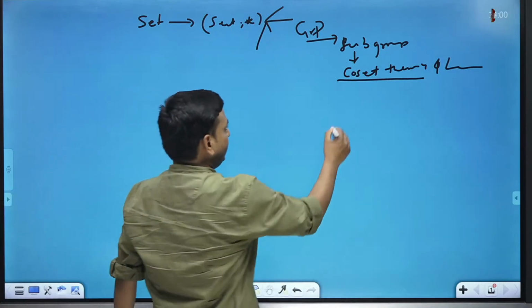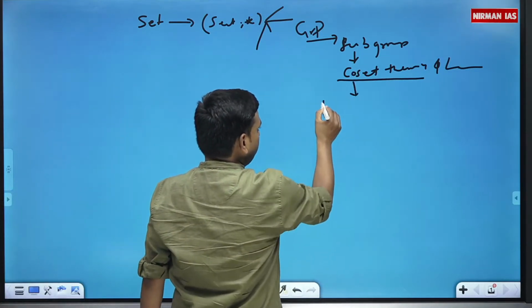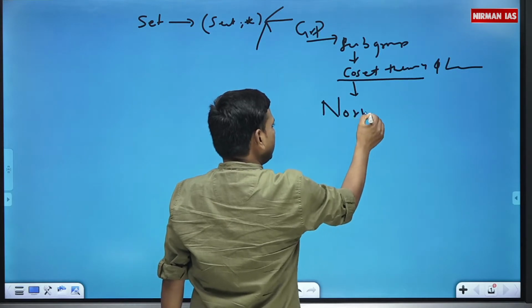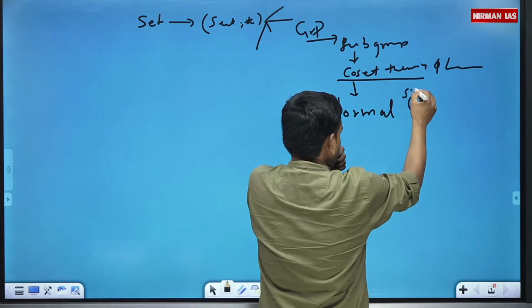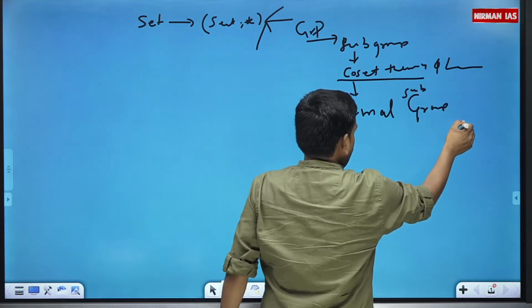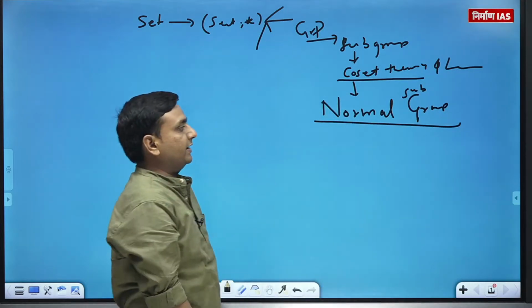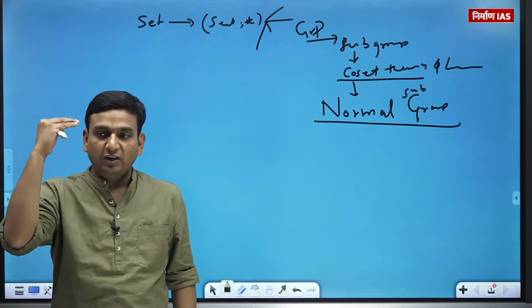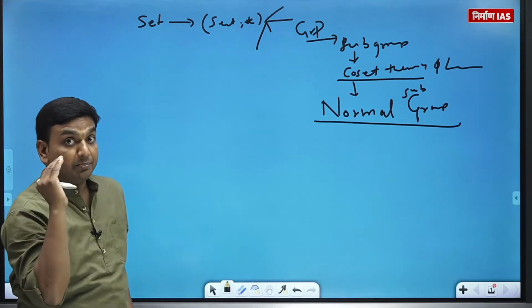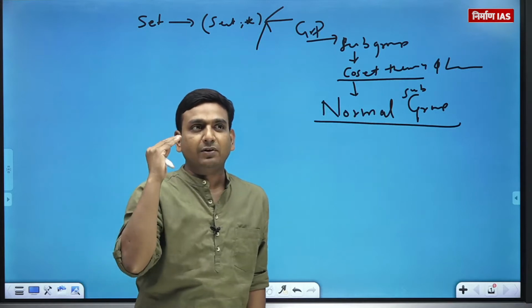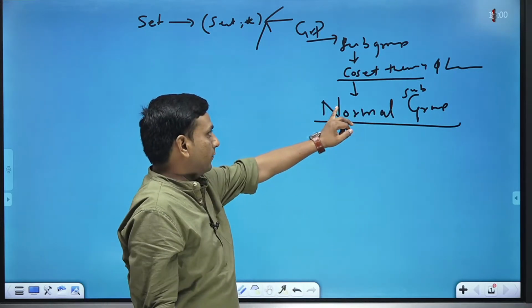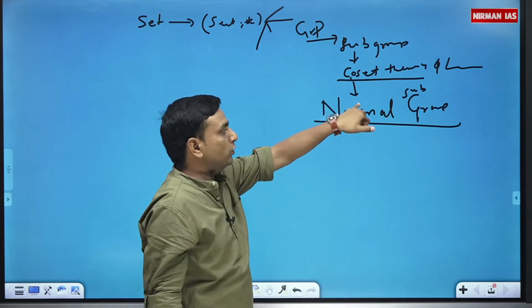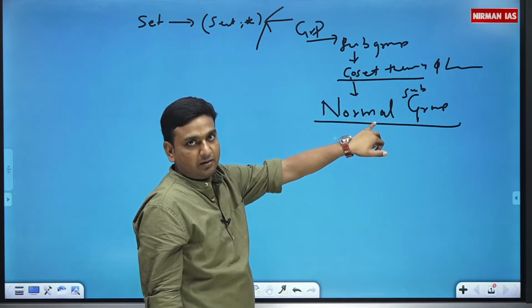After this coset theory, we are going to discuss something like normal subgroup. Is that getting? So the sequence matters a lot. Otherwise, your mind will always be puzzled in group theory. So from where I'm moving? Coset to normal. Okay?